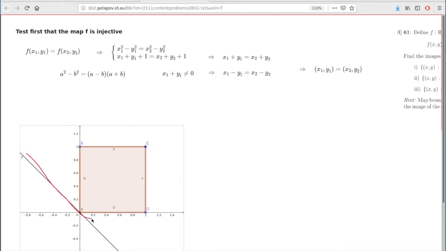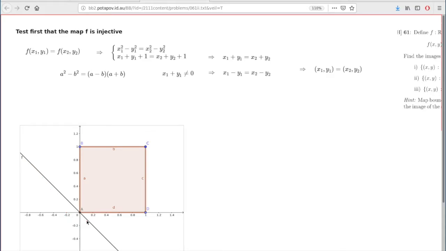This line. And that's good news for this question because our square is entirely away from this line. So we can use this result which tells you that the boundary is mapped to a boundary because within this square we don't have points where my map is not injective.